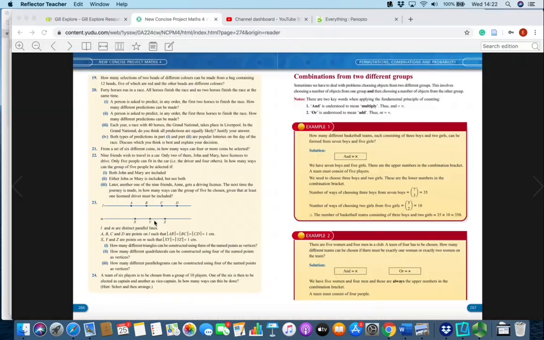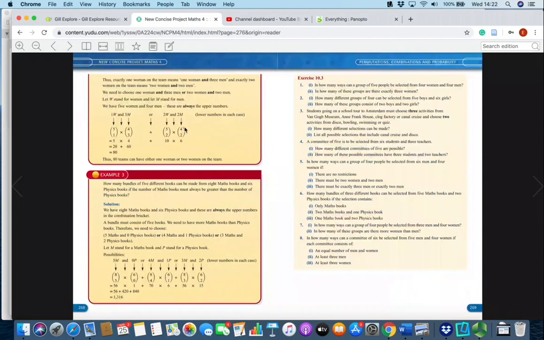That one's now harder. Oh, and there's the solution. Okay, how many bundles of 5 different books can be made from 8 maths books and 6 physics books if the number of maths books must always be greater than the number of physics books? Okay, so again, logically think about what you're asked. So if you have 8 maths books and 6 physics books, and they're always the upper numbers, a bundle must consist of 5 books, and you need to have more maths books than physics books. So therefore, what are your options?